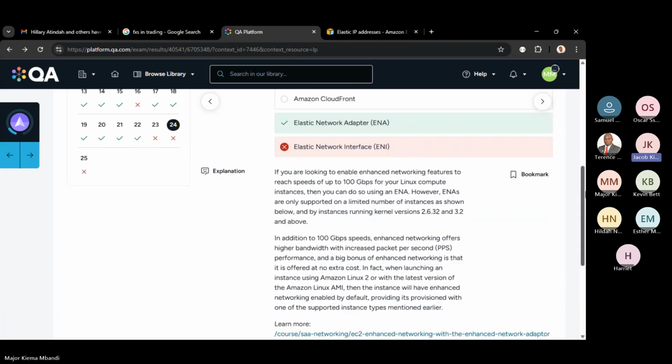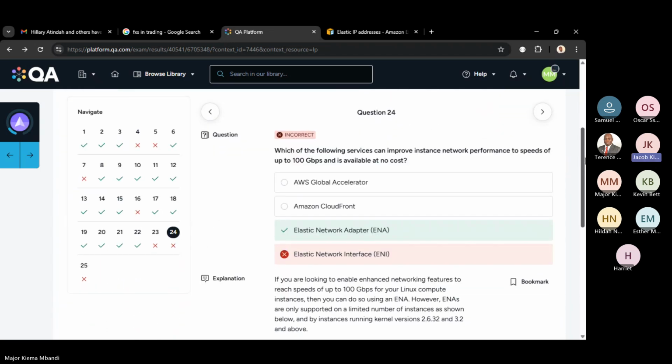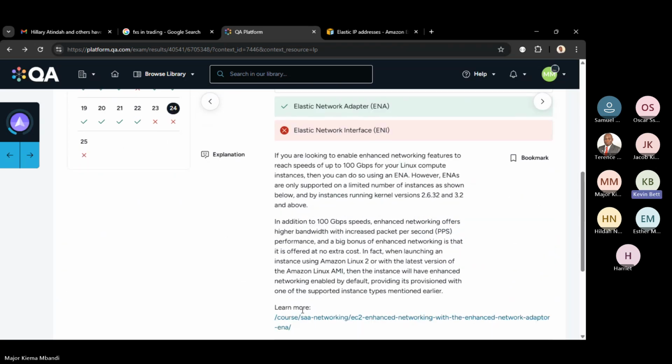Okay, so next person is Kevin. Okay, question 24, which we got incorrect. Which of the following services can improve instance network performance to speeds of up to 100 Gbps and is available at no cost? So the correct answer is the Elastic Network Adapter. We had chosen Elastic Network Interface.